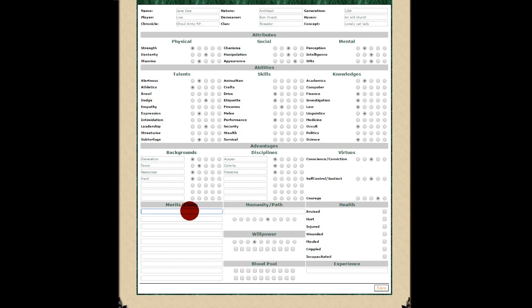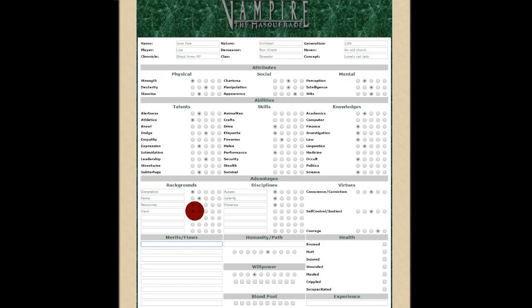So yeah, I think that's about it, really. If you have any more questions, feel free to ask me or anyone else. But yeah, that's basically how to make a character sheet for Vampire the Masquerade. I hope it helps.